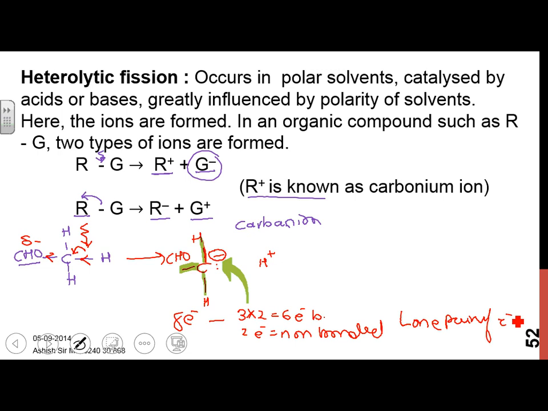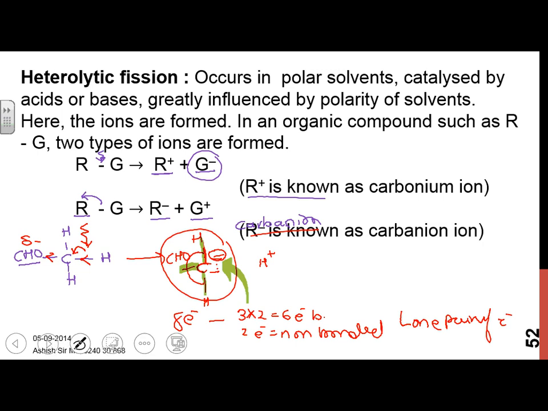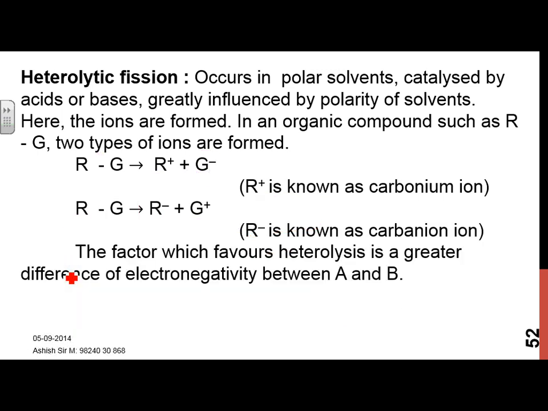Are you following what I am trying to explain? So here we have a compound with a negative charge on carbon, and that carbon has a total of 8 electrons, 3 pairs in bonding form and 1 in non-bonding form. Then it is known as a carbanion. Is it understood? Let me erase all this and then we will study over here. R minus is known as carbanion.